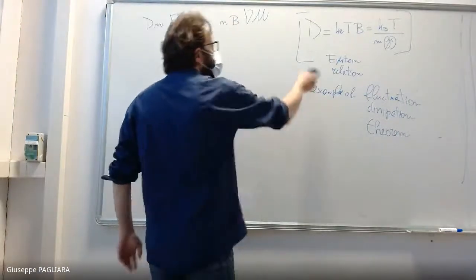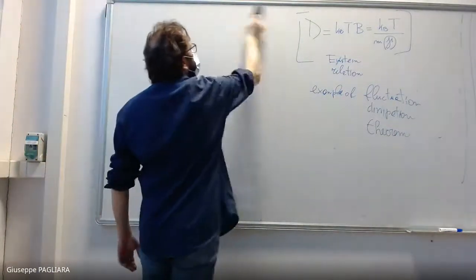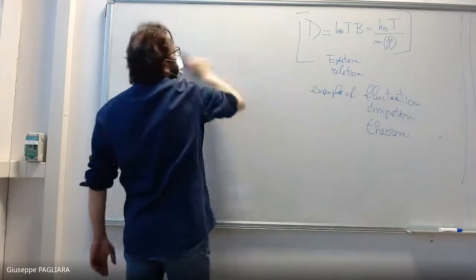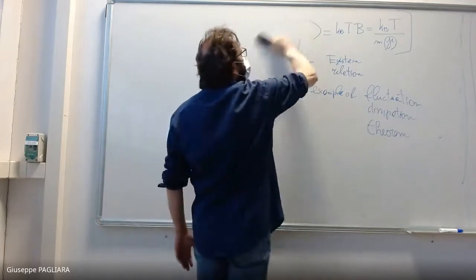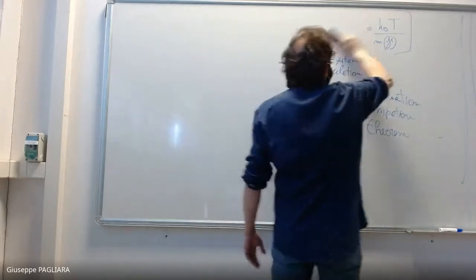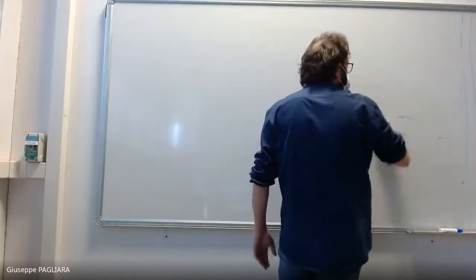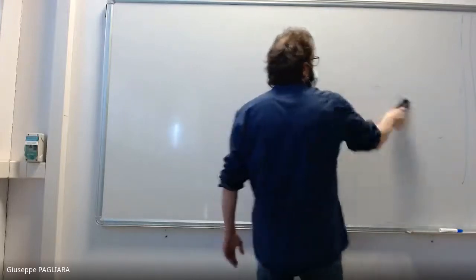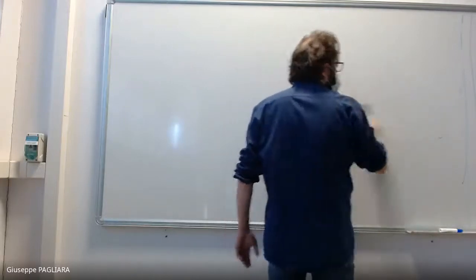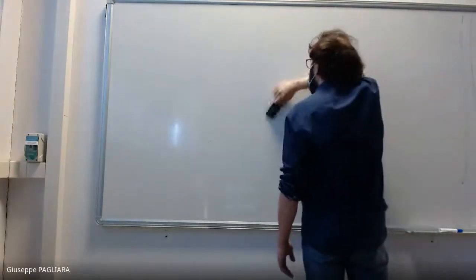Okay, so this was, as I said, a connection between the response of a system to an external perturbation, which is provided basically by the fluctuation that the system does itself without any external agent. This is the core of these statements.